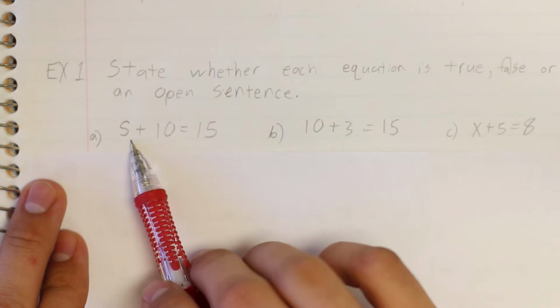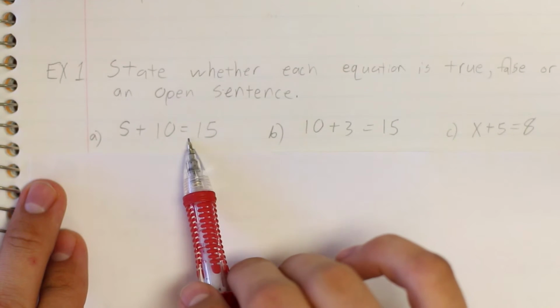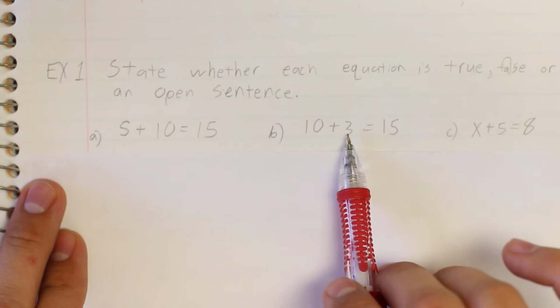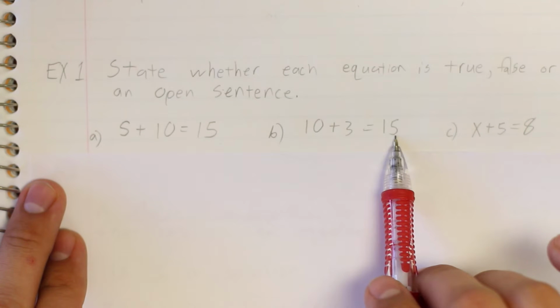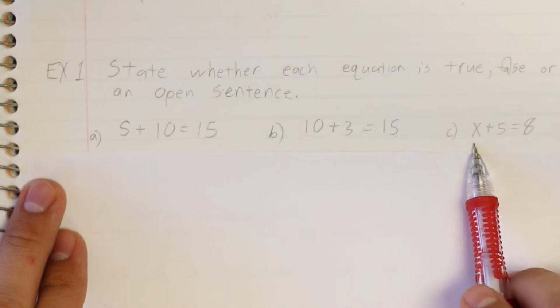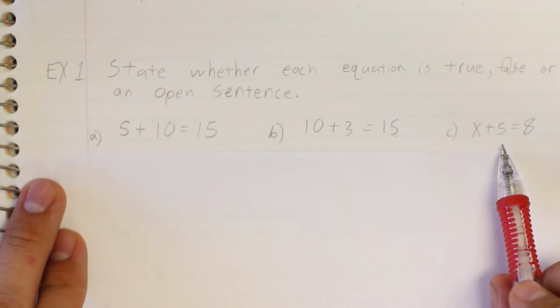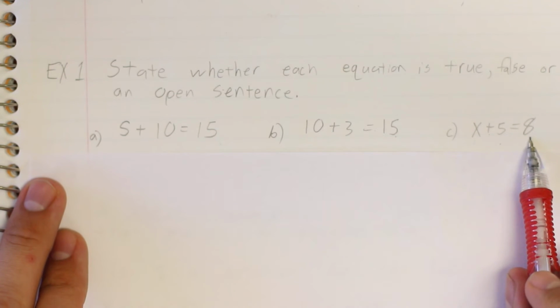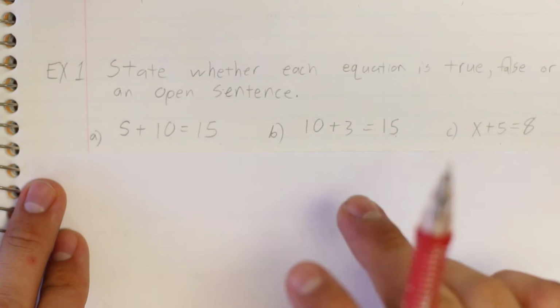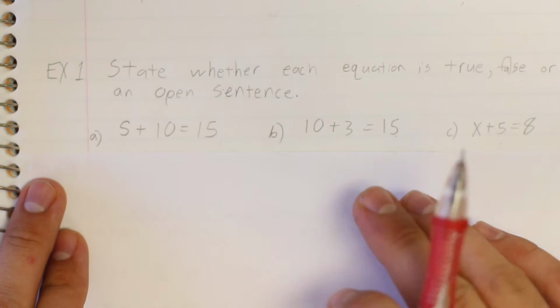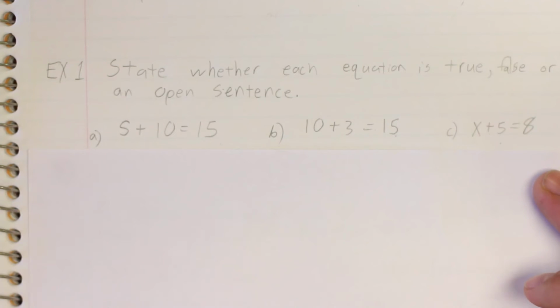We have 5 plus 10 is equal to 15. 10 plus 3 is equal to 15. X plus 5 is equal to 8. So copy these down. And yes, I'm aware there's a mistake here. Just follow along for right now, okay?